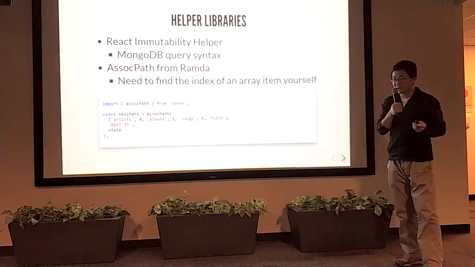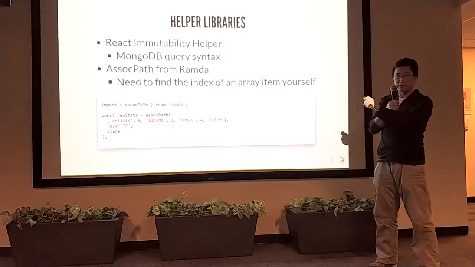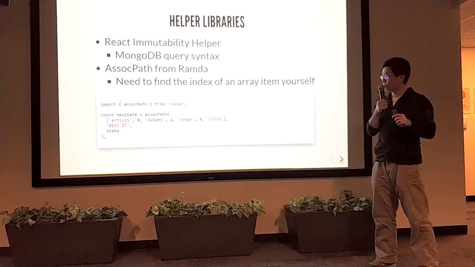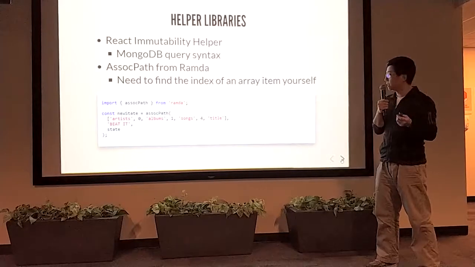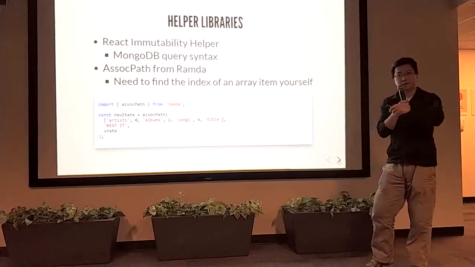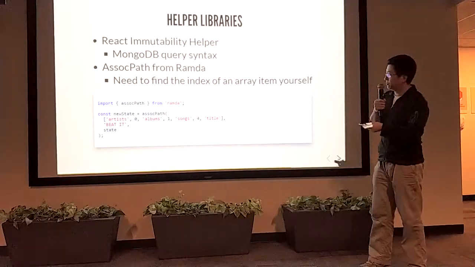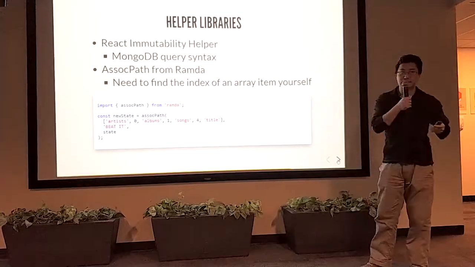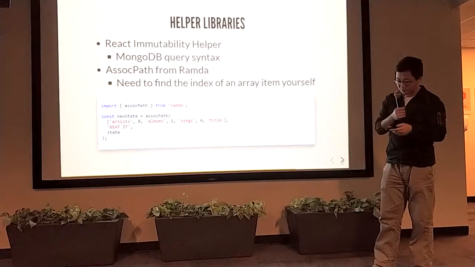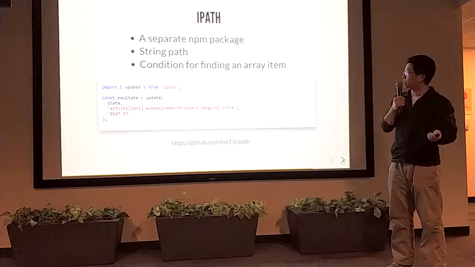So it's already pretty good, but there's only one problem: when it comes to arrays, you have to provide the index to that array to find your elements in the array. Which means you have to find that index of the element beforehand, before calling assocPath. And then if you have to do it for different levels, that kind of defeats the purpose of using assocPath. So I created another package called iPath.